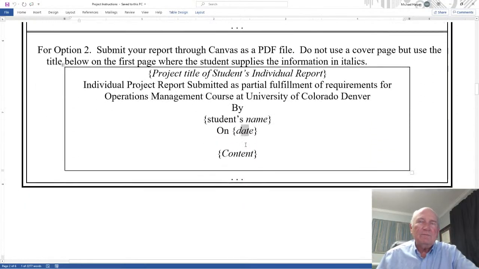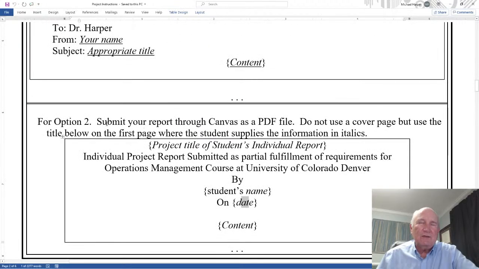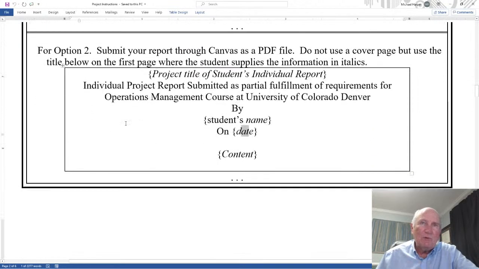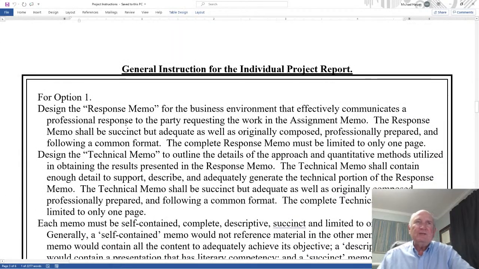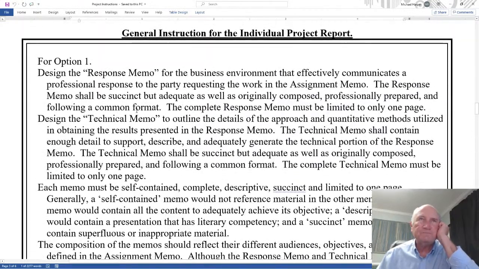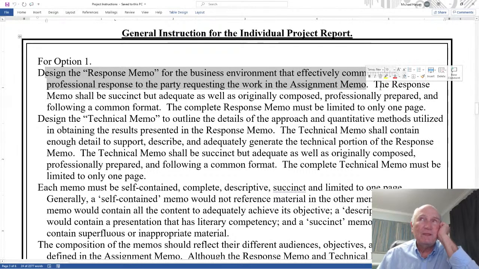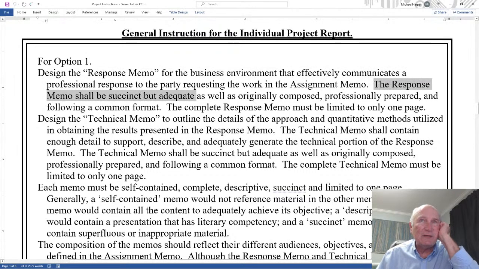Now, I've already talked about option 2 on my website, but what about option 1? Okay, general instruction for the individual project report for option 1. Design the response memo for the business environment that effectively communicates a professional response to the party requesting the work in the assignment memo. The response memo shall be succinct but adequate, as well as originally composed, professionally prepared, and following the common format. The complete response memo must be limited to 1 page.